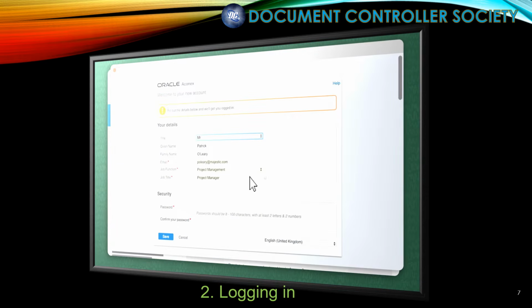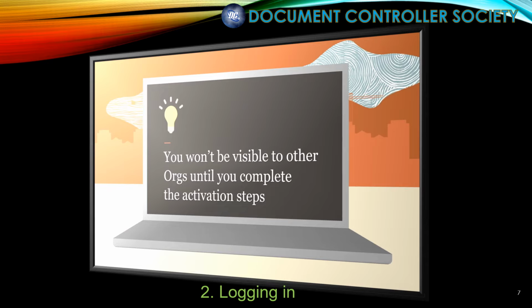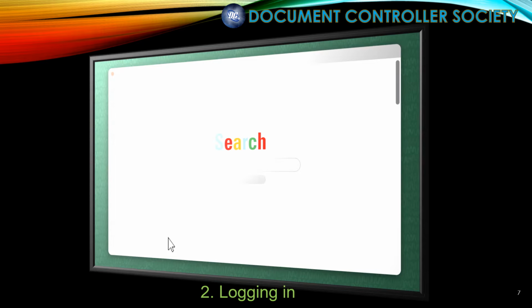When you receive this email, you'll be prompted to confirm your user details. This is where you set your ACONEX password for the first time. It's important to note that until you have completed these activation steps, your account won't be visible to any other organizations, which means they won't be able to invite you onto projects. Okay, so now that's all taken care of, let's take a look at how we log into ACONEX.